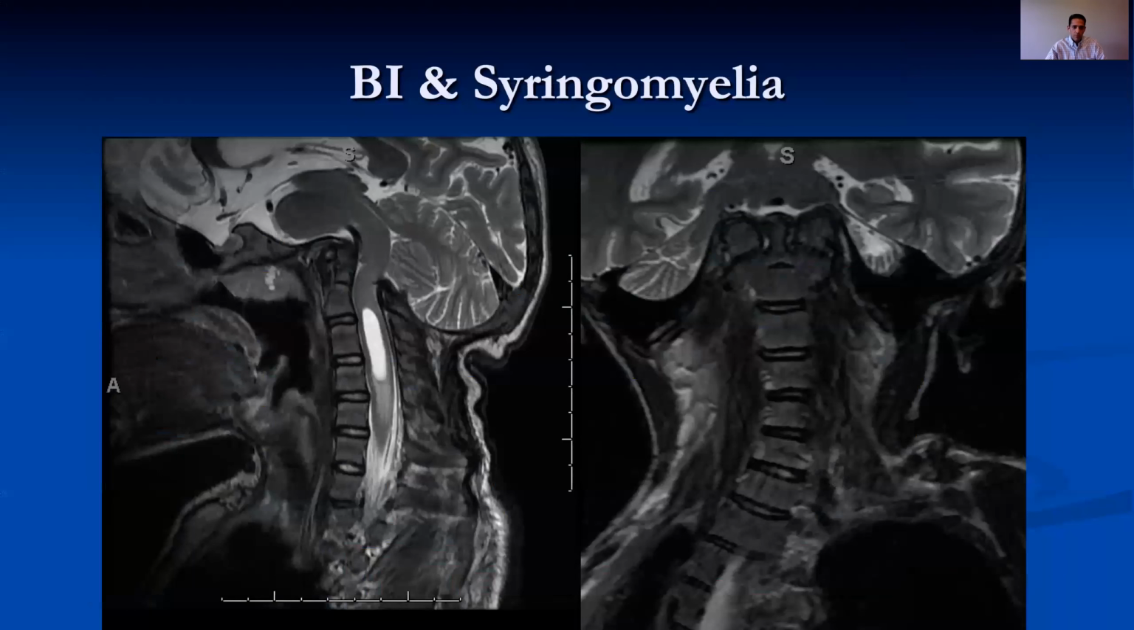Oh, thank you. And here you can see the MRI view showing the syrinx and some of the basilar impression on the front to back part of the scan, and how the cranium settles on the cervical spine.